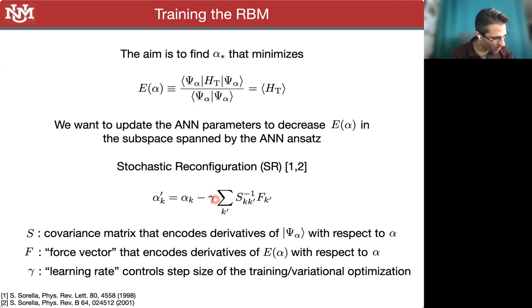Now, this parameter gamma is in some sense controlling your step size, how far do you go when you update this parameter? And in the literature, it's called the learning rate, right? But this is just basically the step size you're using in your optimization of these parameters.